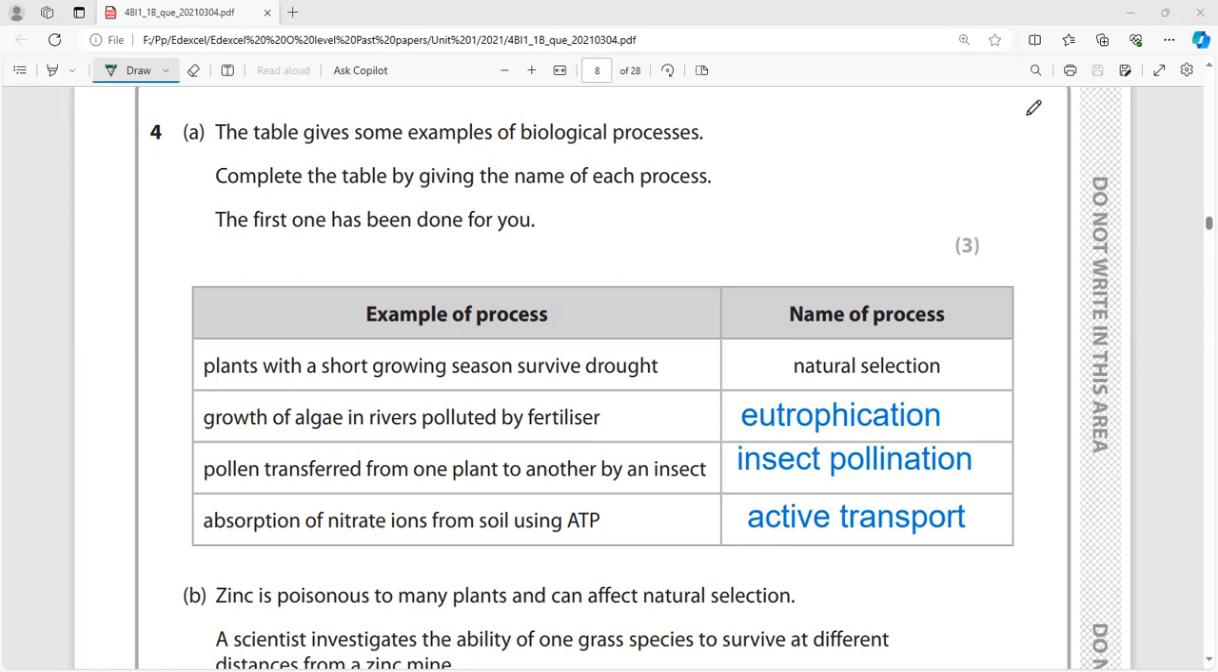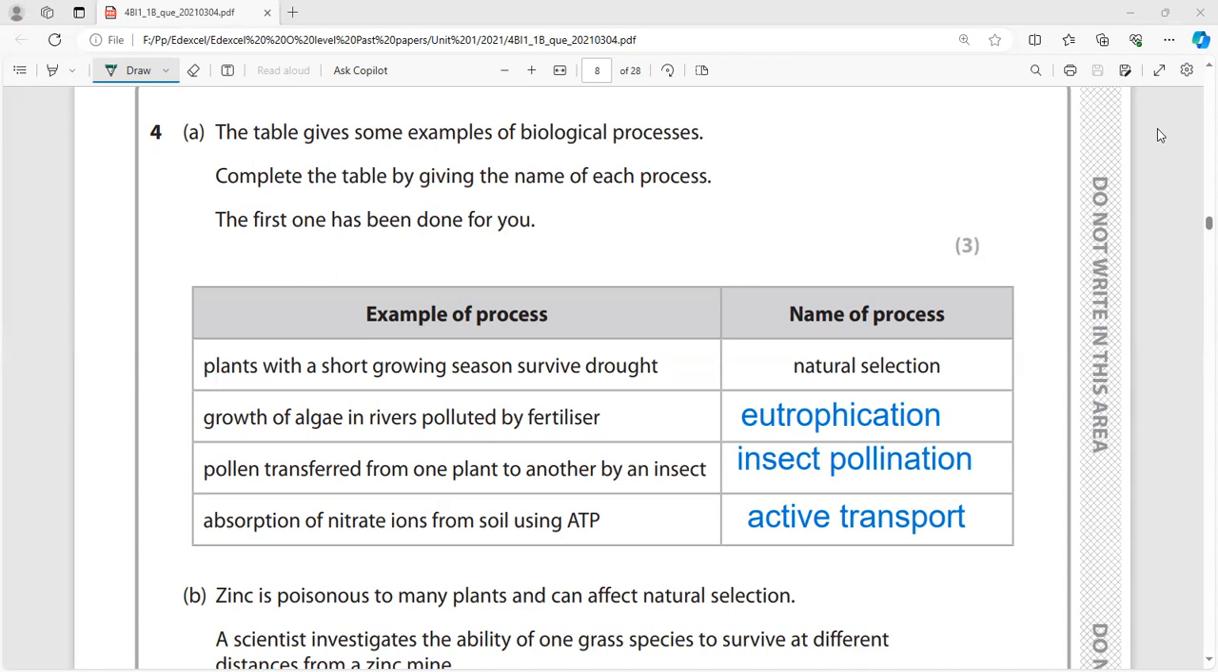The next one, the growth of algae in a river polluted by fertilizer. If there is a high amount of fertilizer, the algal growth will increase, and this causes eutrophication. When the algae cover all the surface area of the water, no sunlight can penetrate, and aquatic plants will die. And the bacteria will increase, they will consume all the oxygen in the water, and in this way, the aquatic animals will die. So this will destroy the ecosystem of the water, and this is called eutrophication.